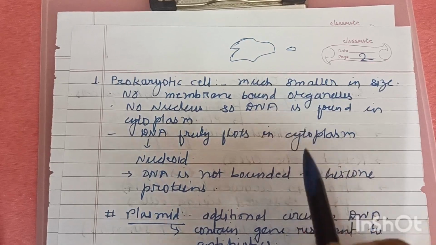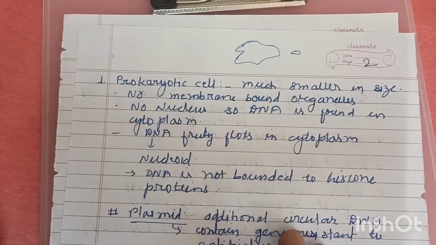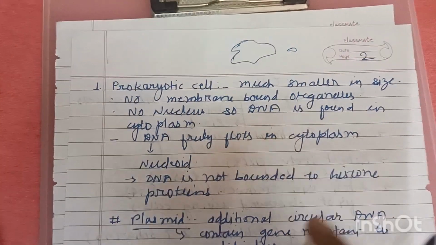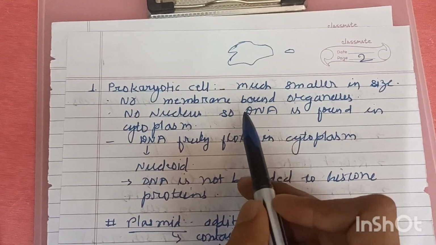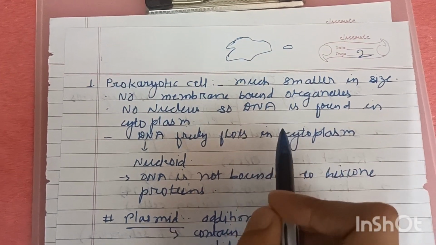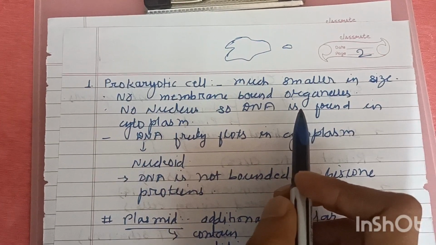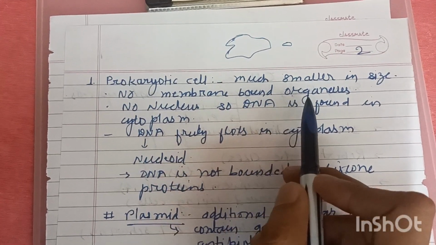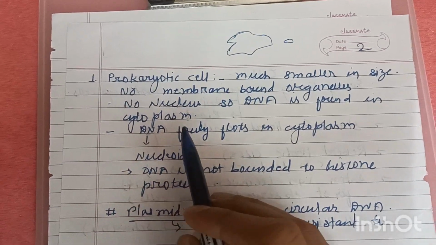If you compare prokaryotic cell to eukaryotic cell, then you will see in eukaryotic cells there are a large number of membrane-bounded organelles like mitochondria, Golgi apparatus, and endoplasmic reticulum present in eukaryotic cells, but all these membrane-bounded organelles are absent in prokaryotic cells.